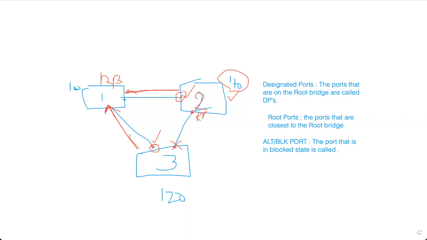Okay, moving on. So this is about the spanning tree. This is also called the common spanning tree. Common spanning tree means this is the first version of the spanning tree.